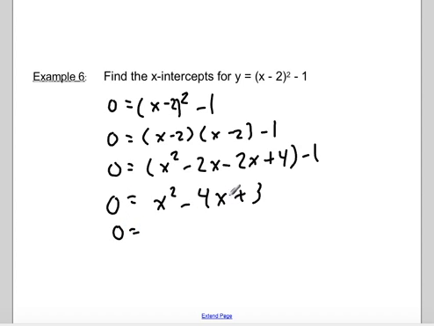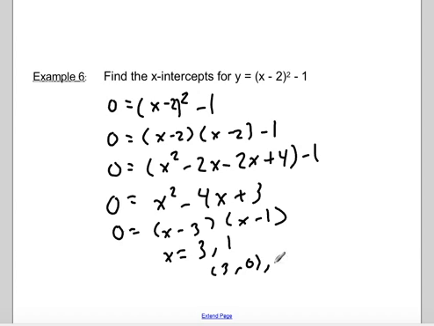So now I've got my a, b, and c. I could use my quadratic formula, or I could use factoring now. That's in standard form. What multiplies to give me a positive 3 and adds to give me a negative 4? It'd be negative 3 and negative 1. So then how do I get 0? At 3 and 1. So those are my two x-intercepts, or I can write them as ordered pairs, and there they are.